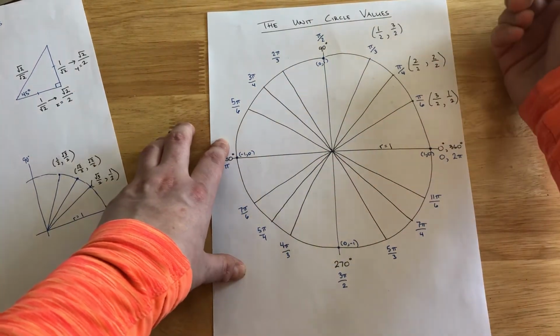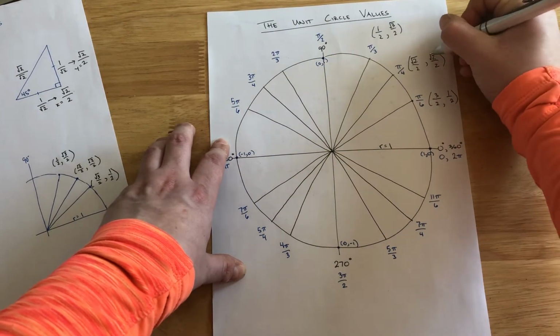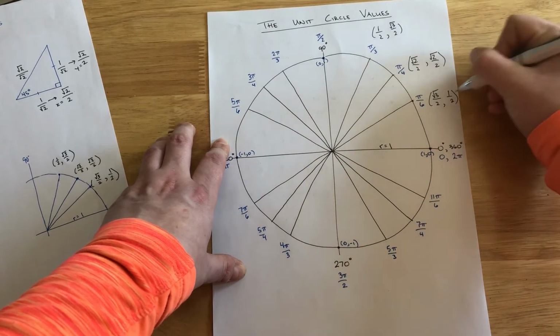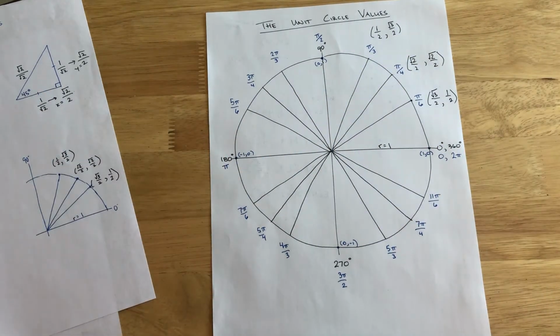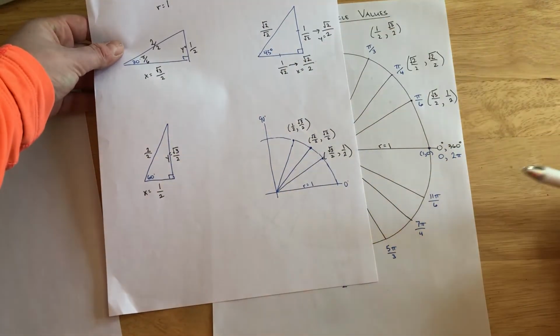The square root of 1 is 1, so we're going to leave that. This is the square root of 3. This is the square root of 2, square root of 2, square root of 3, and the square root of 1 is 1. So that stays put. That's exactly what we wrote down. That's exactly what we got from our special right triangles.